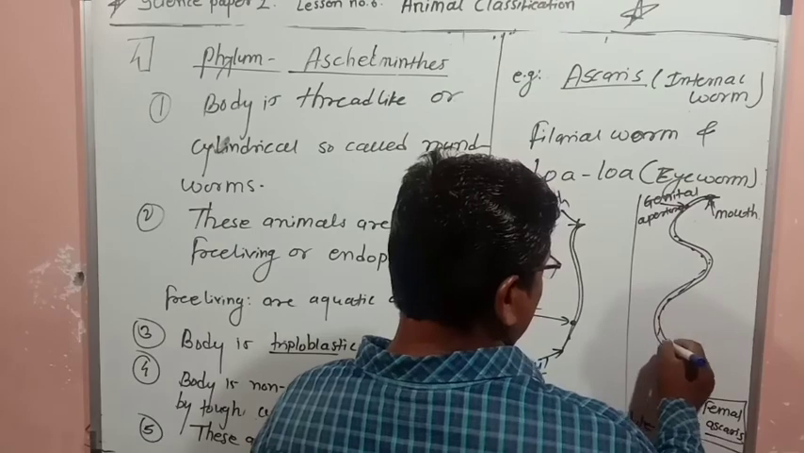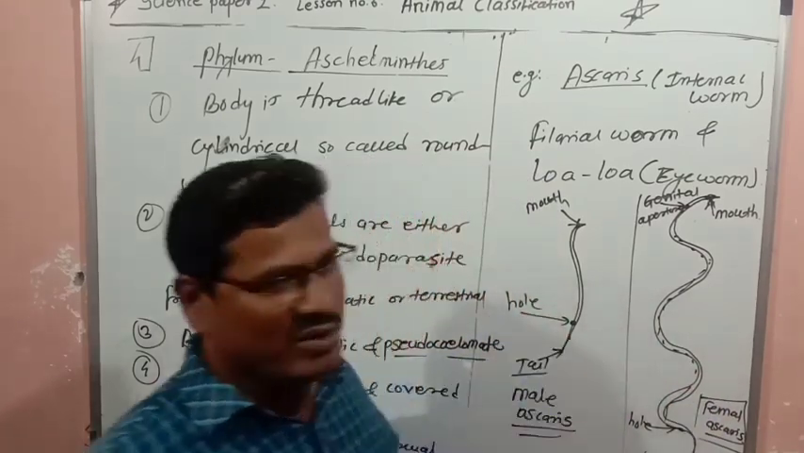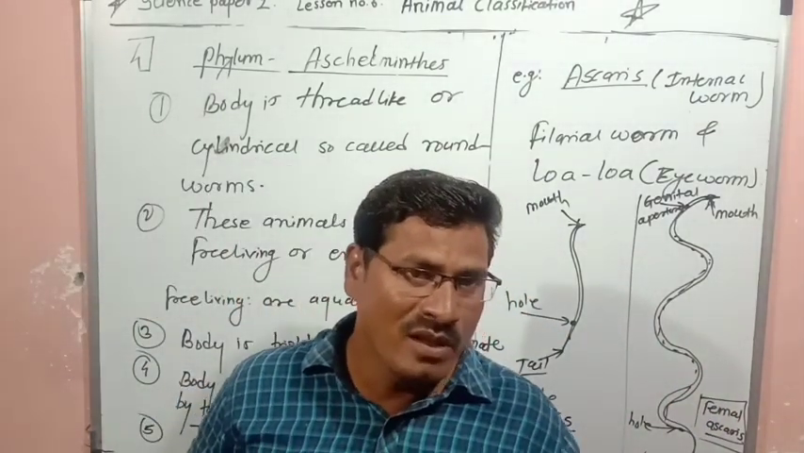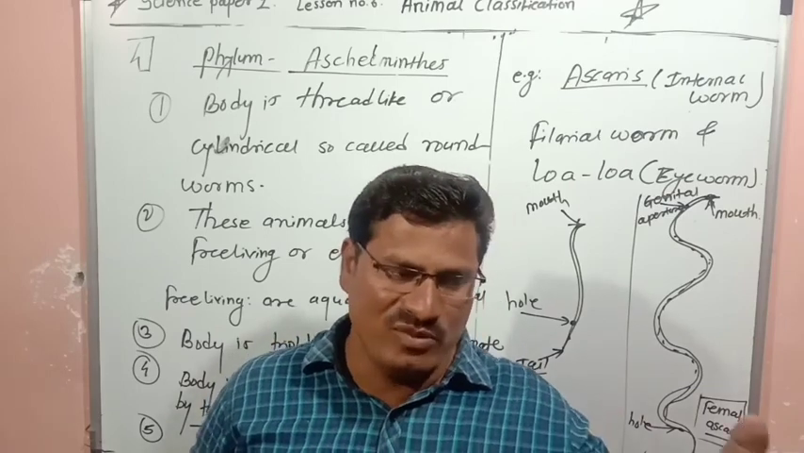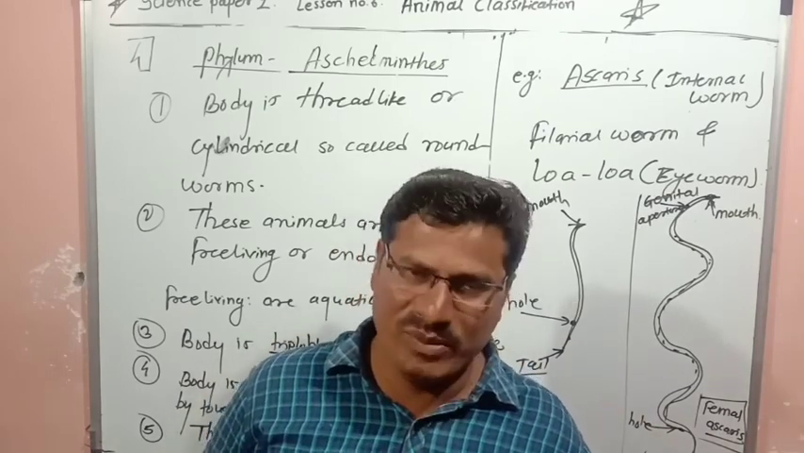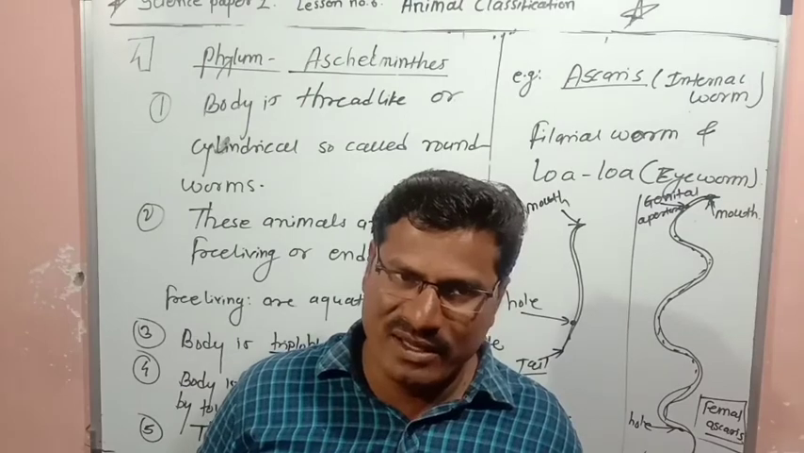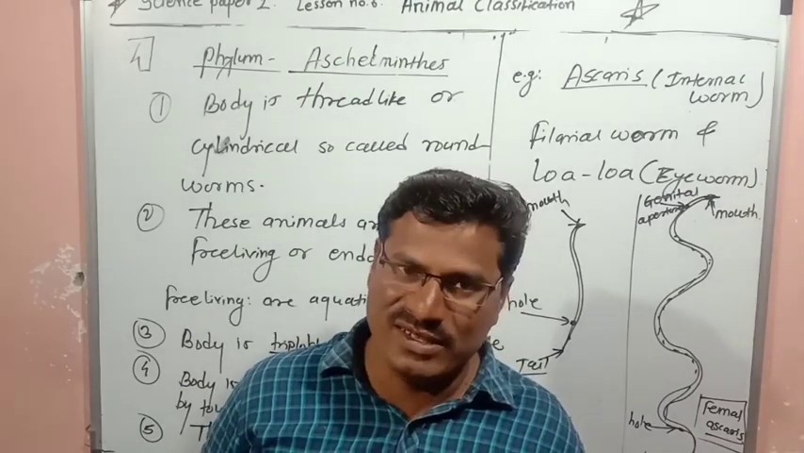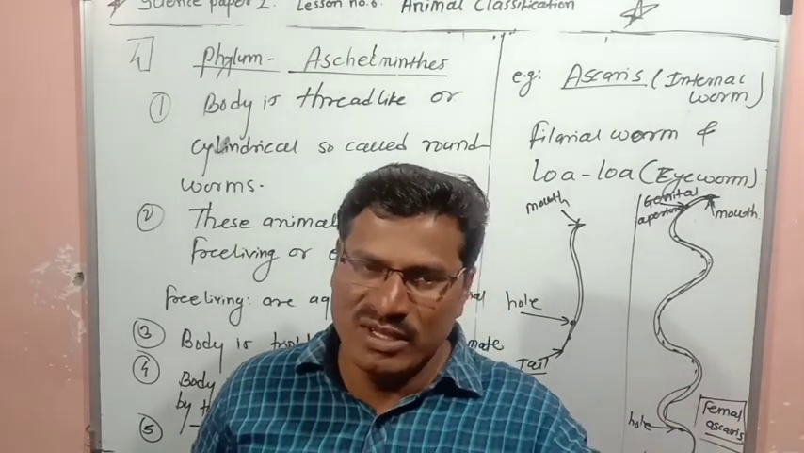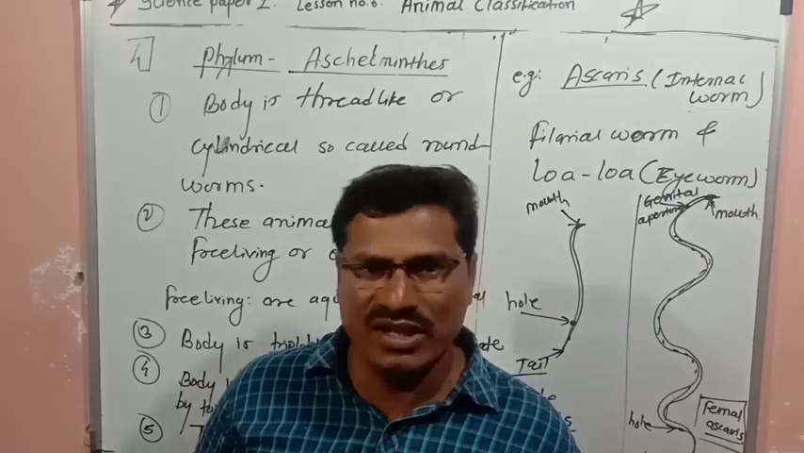Okay. So these are the examples of the phylum Aschelminthes. Now 4 phyla we have studied: Porifera, Cnidaria, Platyhelminthes, Aschelminthes. The remaining phyla we'll study in the next video.